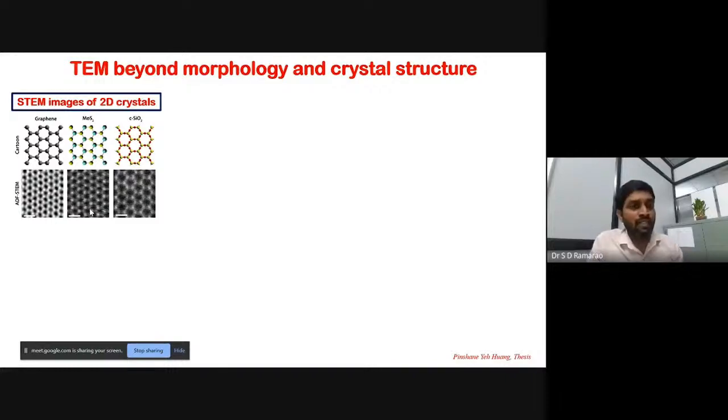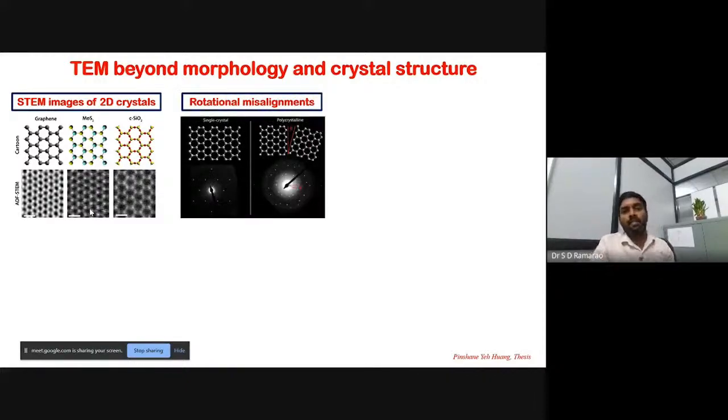That means when you are using TEM next time, don't just stop your studies at morphology and crystal structure. Go a little bit deeper and understand how the atoms are also arranged. What information you can get from this atomic structure, you will come to know in one or two things.